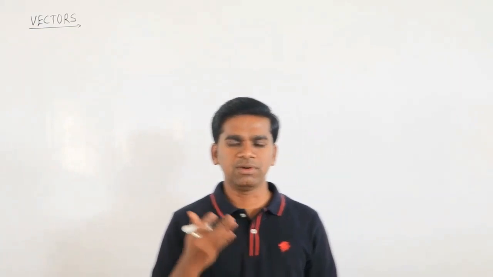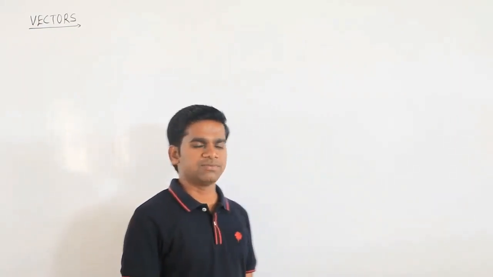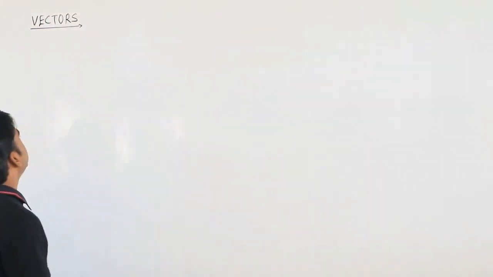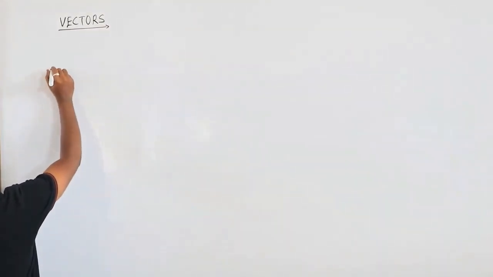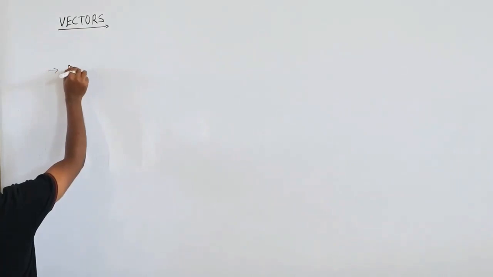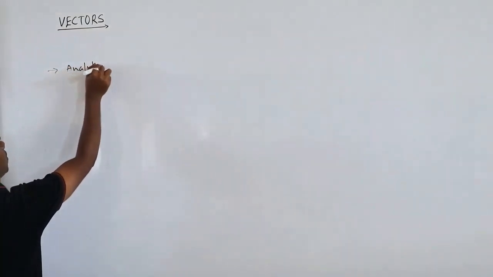We can find the resultant with the help of the analytical method. Then we'll move to the components of the vectors. Okay, so in the analytical method, so we are at the analytical method.